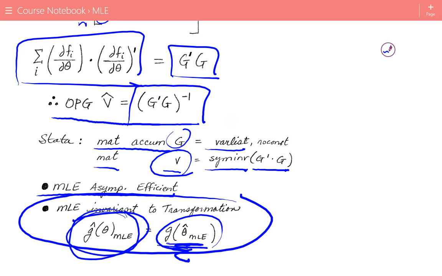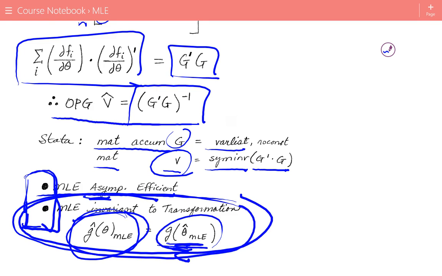So two kind of nice advantages to MLE that in many respects are much more important than some of the asymptotic ones, although I guess this is asymptotic too, is that it's efficient, and really what's good is that it's also invariant to transformation. So this is a brief session, but this is the completion of session 3 of maximum likelihood estimation.